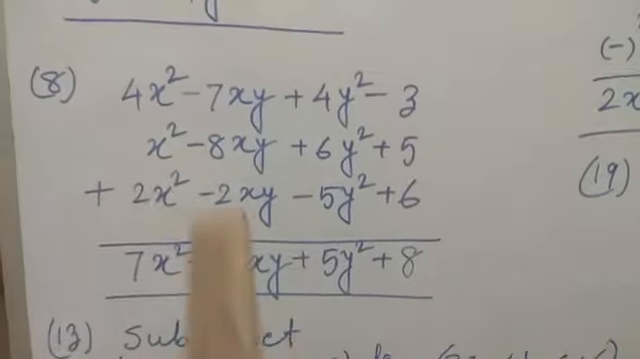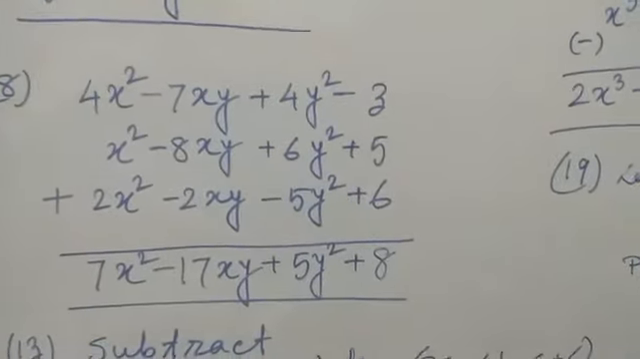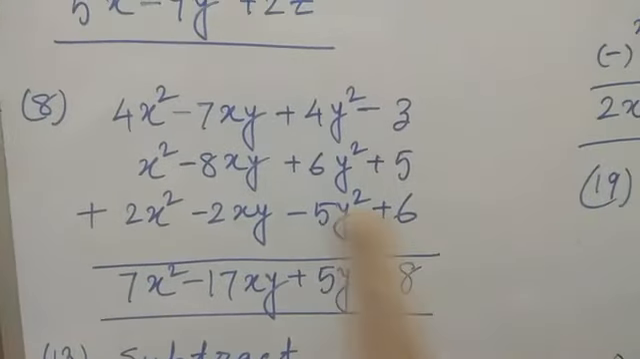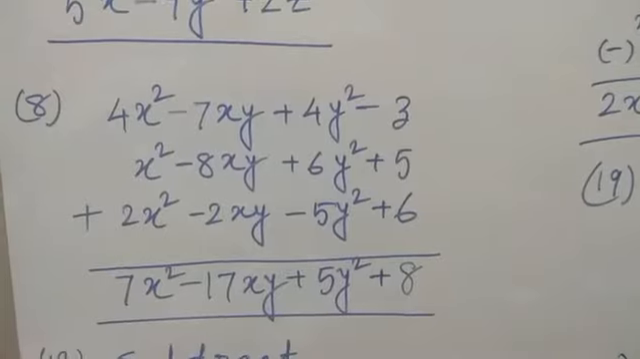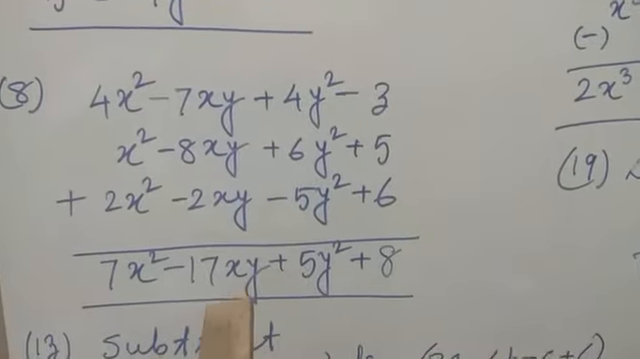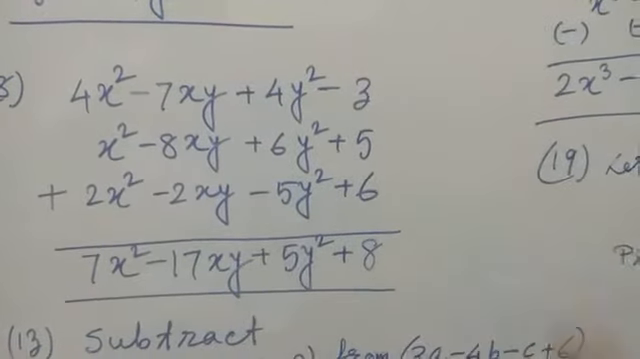One more. Question number 8. Here three algebraic expressions are given in your book. Find the sum of these three expressions. So first we arrange it vertically, and at the time of writing vertically I write all the like terms in the same column.